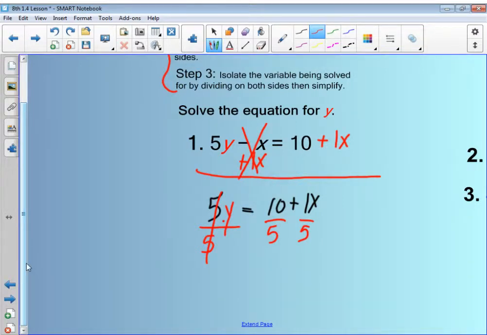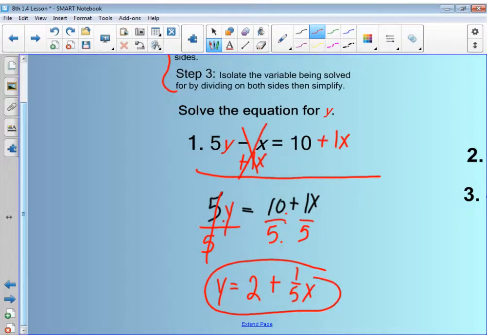So now when I look at this, I have y isolated equals 10 divided by 5. I can reduce to a whole number of 2 plus 1 divided by 5. I can either do the decimal or I could leave it as 1/5 x. And I will tell you, the book tends to leave it in its fraction form instead of changing it to its decimal. If you're more comfortable changing this into 0.2x, that's okay. So this would be our final answer.